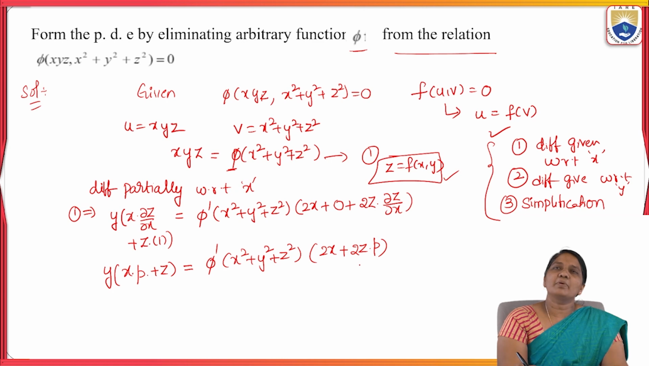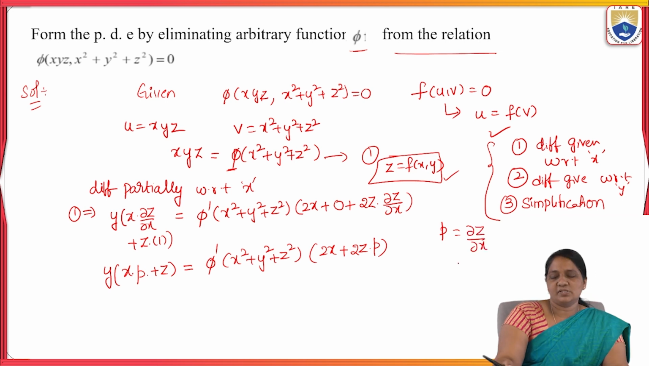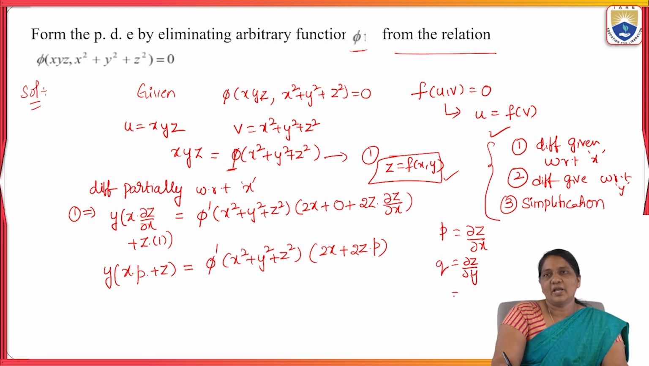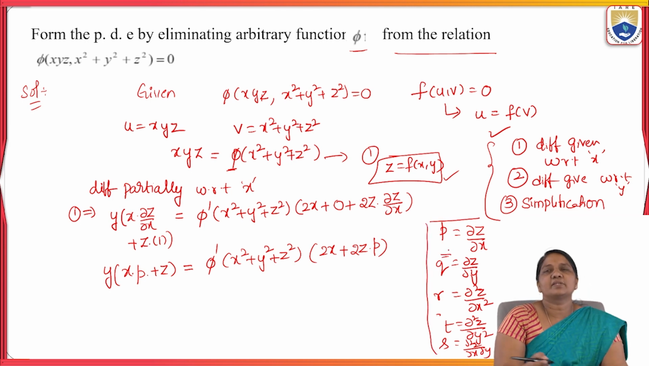So why are we writing p here? Already we have the notations for dou z by dou x. Dou z by dou x is nothing but small p, and dou z by dou y is nothing but small q, and dou square z by dou x square is r, dou square z by dou y square is t, and dou square z by dou x dou y is s. So like this we have some notations. That's why we are replacing it here with p.